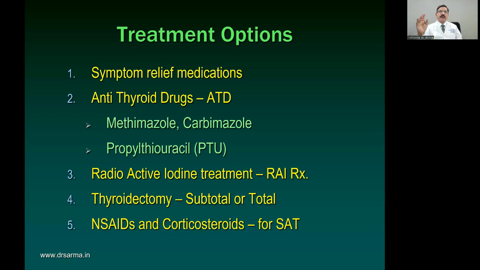Second one is ATD, anti-thyroid drugs. There are 2 groups of drugs available. The imidazole group, that is the methimazole and carbimazole, and the propylthiouracil, PTU. 2 antithyroid drugs are available. Radioactive iodine treatment is available. Thyroidectomy is a possibility, and NSAIDs and corticosteroids for the subacute thyroid. These are the things we have.